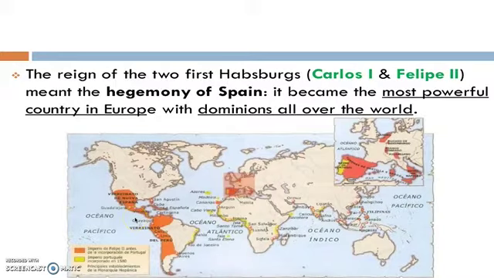The reign of those two kings meant the hegemony of Spain because they were the most powerful country in Europe, and they had dominions in half of the European countries and in many other places around the world.